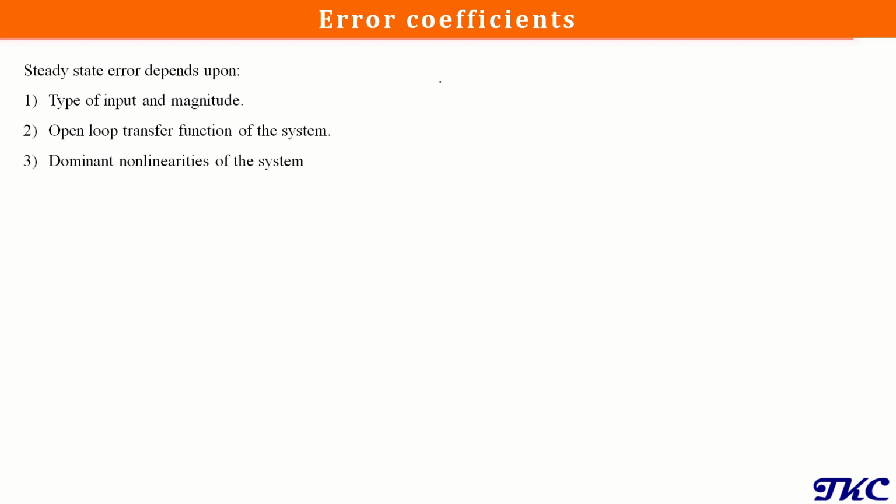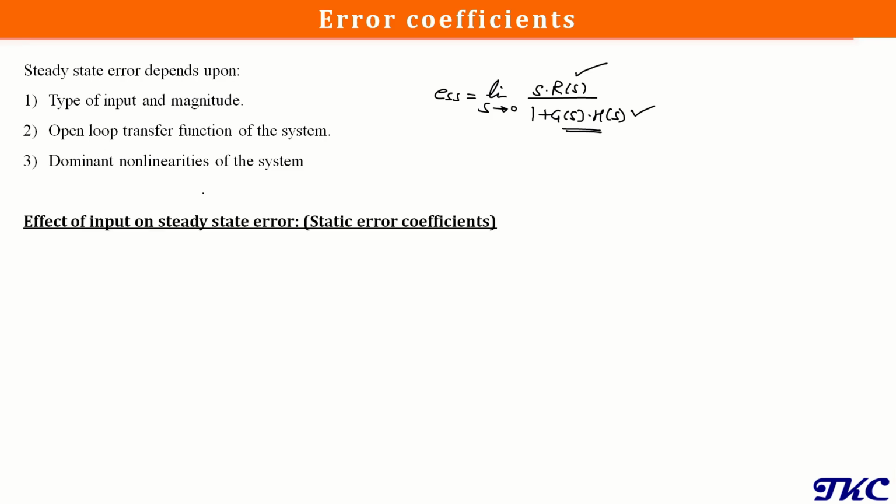So we already got the equation for steady state error: e_ss is equal to the limit as s tends to 0 of s into R(s) divided by 1 plus G(s)H(s). This part is the input, so it depends on the magnitude and the type of input that we are using, and this is the expression for the open loop transfer function. So it depends on the open loop transfer function. Now let's see the effect of type of input and magnitude on the steady state error, which is also called the static error coefficients.